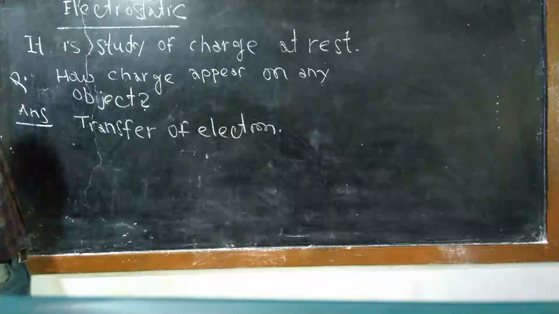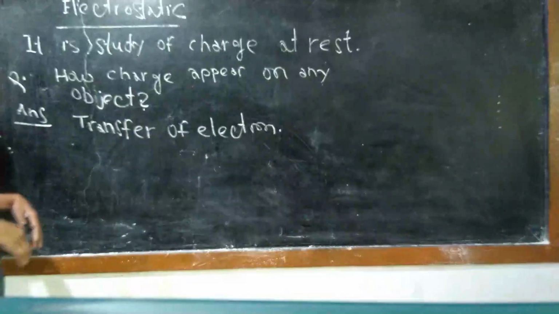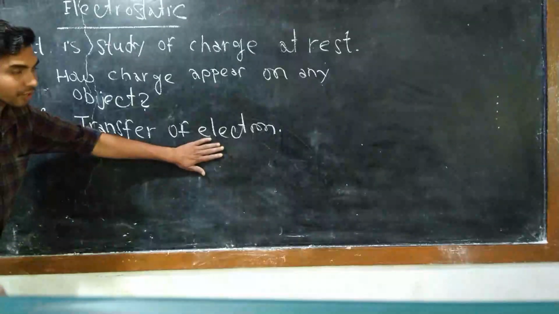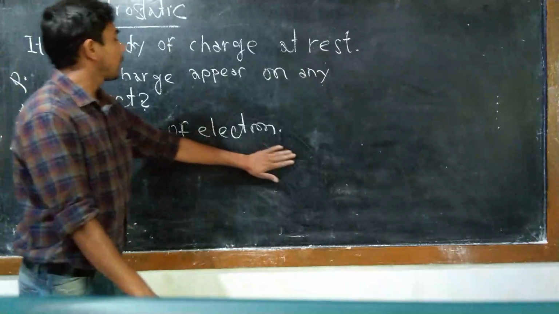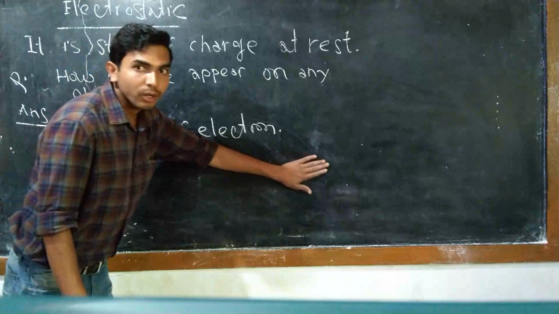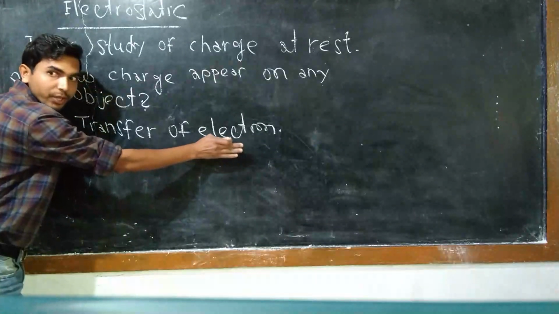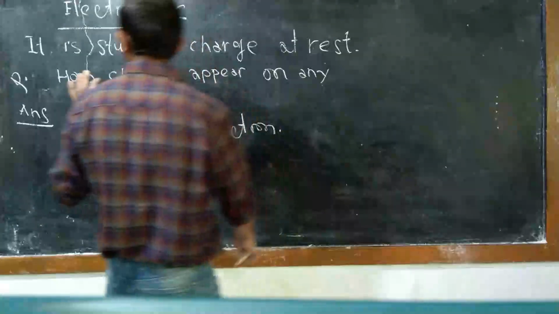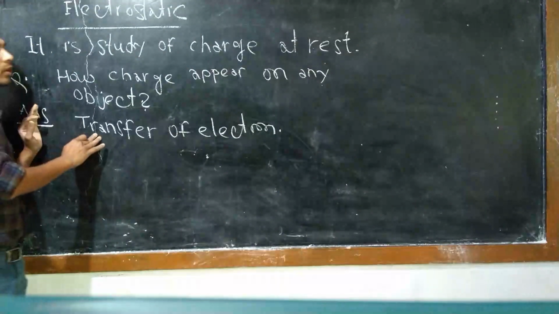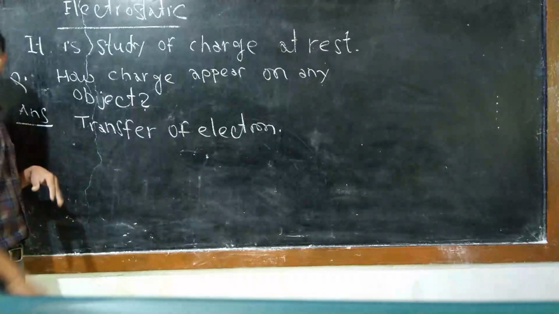Right? So now you know electron. These things are already discussed in atomic structure, so I'm considering that you know about electron. What is electron? But still I'm going to discuss some basics about this one. So one more question: why only transfer of electron is possible? Why is transfer of proton not possible?